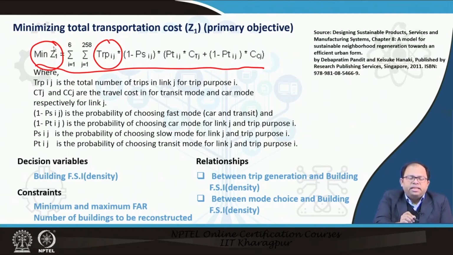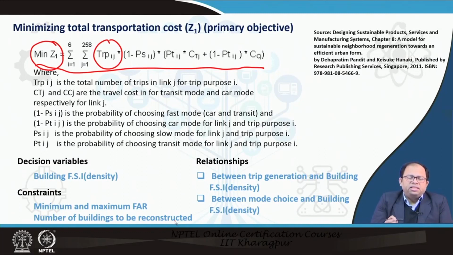So if this is our objective, then we have a decision variable which is building FSI. That means if I change FSI, the transportation cost may reduce, and we use different constraints such as minimum and maximum FAR that is allowed. That means we cannot keep on increasing FSI beyond a certain value. So there is a limit to that. And then there is a number of buildings that can be reconstructed. That means not all buildings can be reconstructed, only a certain number of buildings can be reconstructed at a higher density. When urban developers are allowed to build a new or reconstruct a building, they will of course utilize the maximum FAR.